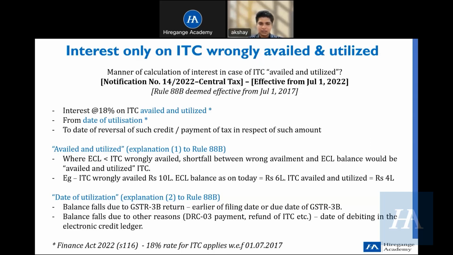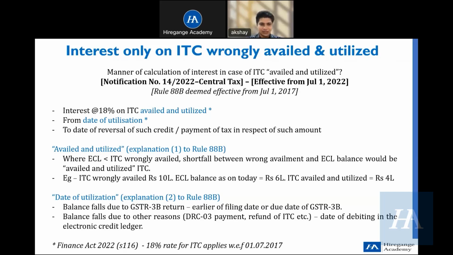So when does a situation fall under the concept of availed and utilized? When the electronic credit ledger balance is lesser than the ITC which has been wrongly availed. So say my ITC wrongly availed is 10 lakhs. Electronic credit balance as on today has dropped to 6 lakhs. The ITC which has been wrongly availed and utilized is then 4 lakhs.